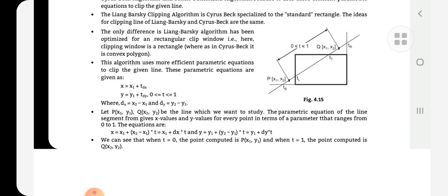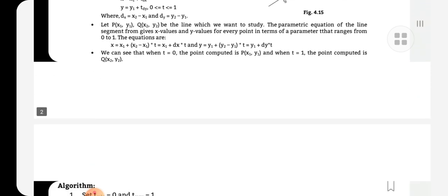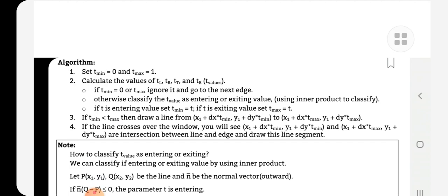So these are the equations used to solve problems with the Liang-Barsky algorithm. Now, what is the algorithm? We have to find the solutions of these equations. First, set t minimum equal to 0 and t maximum equal to 1. Second, calculate the values of tL, tR, tT and tB.